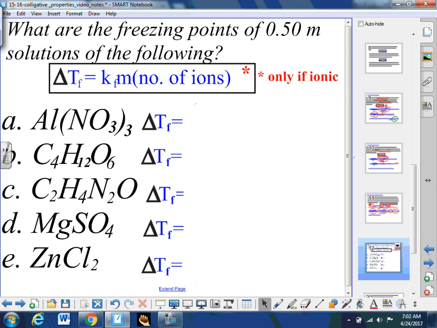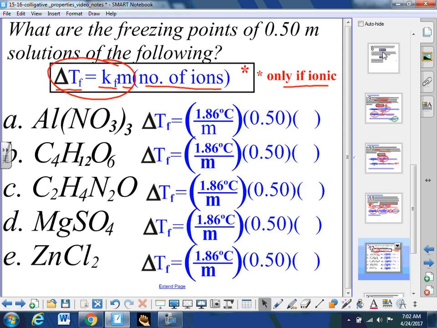To make sure you understand the idea of ionic compounds, what are the freezing points of 0.50 mole solutions of the following? Again, it's the change in the freezing temperature equals the molal freezing point constant times molality times the number of ions if it is ionic. And so the equation is the same for all of them up to this point. The number of ions will be different. And so for each of these, it's going to look like this. The change in the freezing point temperature is the molal freezing point constant times molality times number of ions.